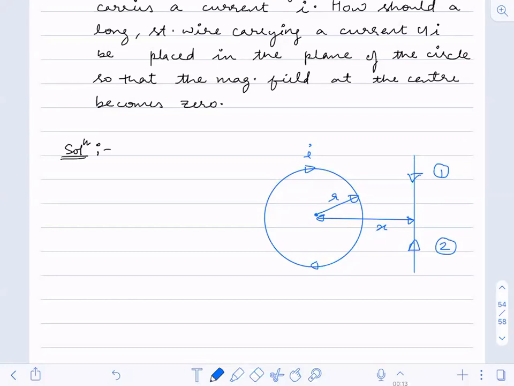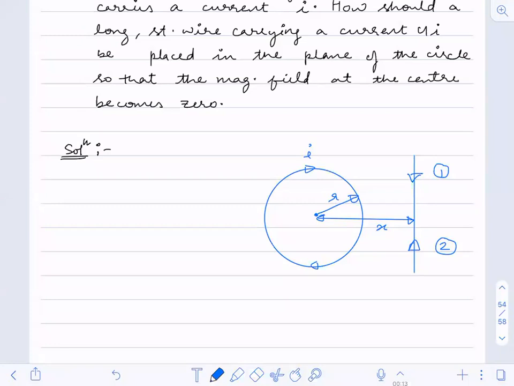Okay, I will tell you. See, the net magnetic field has to be in the opposite direction, I guess you are saying. Okay, I'll explain it to you now.